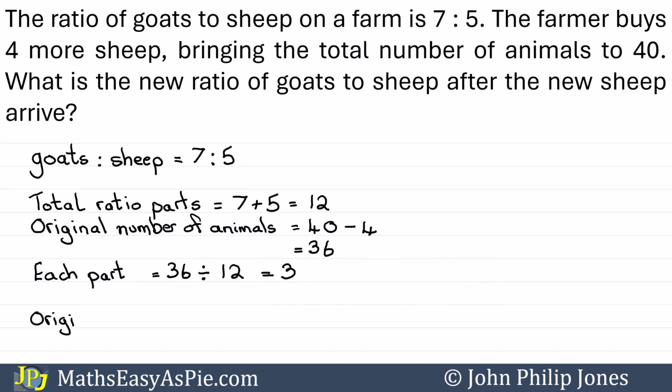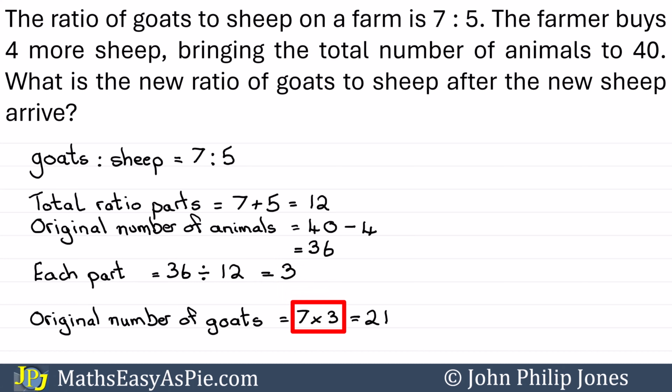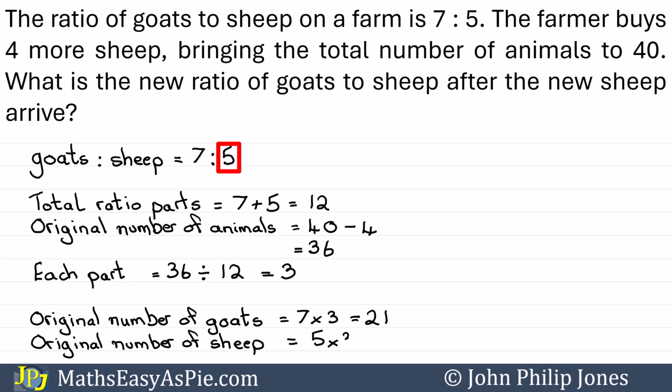The original number of goats is equal to the share it had, which was 7, multiplied by 3, which is the value of each share. And 7 times 3 is clearly 21. The original number of sheep is equal to the share it had, which was 5, multiplied by the value of each share, which you can see is 5 times 3 equal to 15.